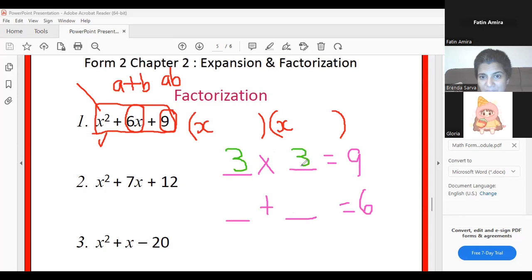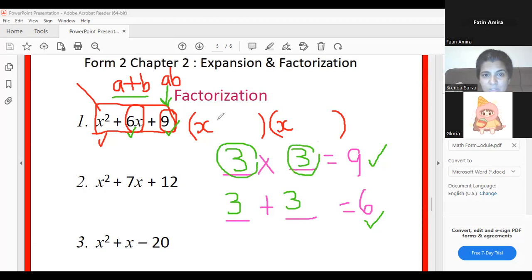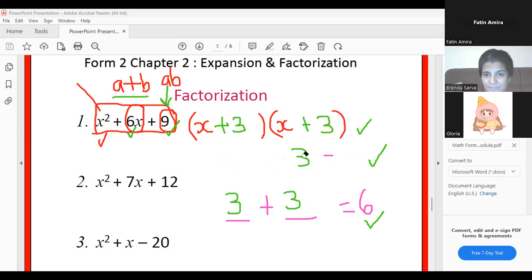3 times 3 will give me 9. 3 plus 3 will give me 6. So your AB, you got your 3 times 3. Your A plus B, you got your 6. So your factors are just 3. So it's plus 3 and another plus 3. Do you understand now? Does it make sense?